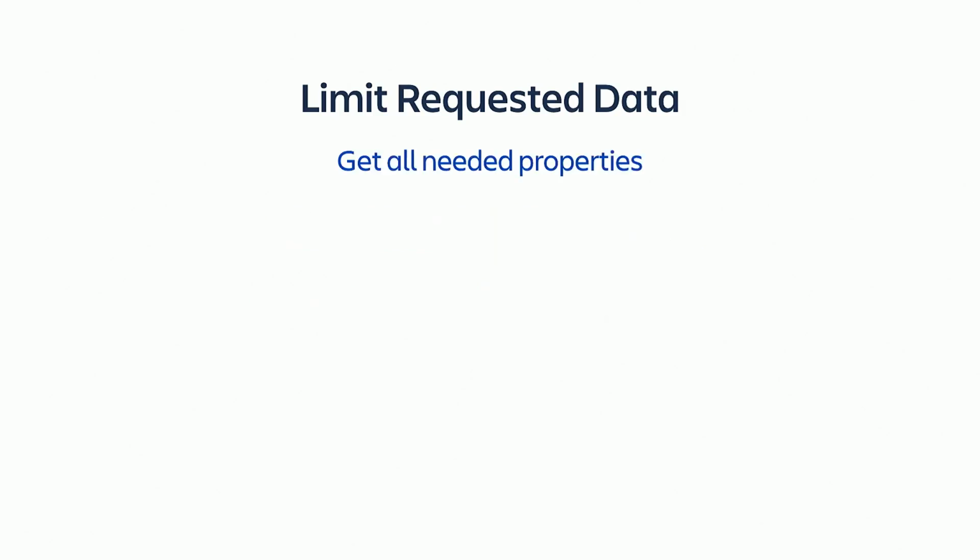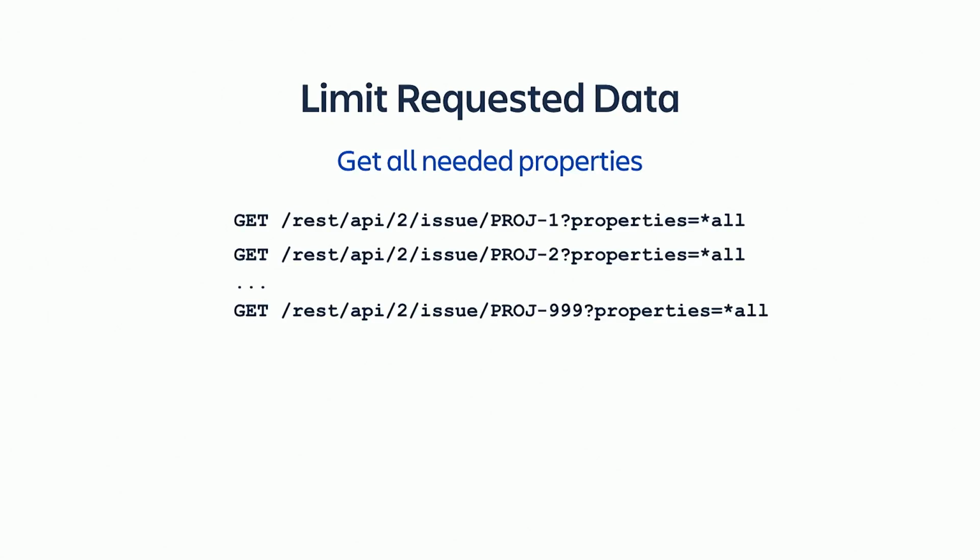The initial thought would be, well, I don't have any other option, so I need to request each issue individually and ask for all properties. This will be very bad in the case of a large number of issues. Please try to avoid making individual requests for individual issues, as it will not scale for larger instances.